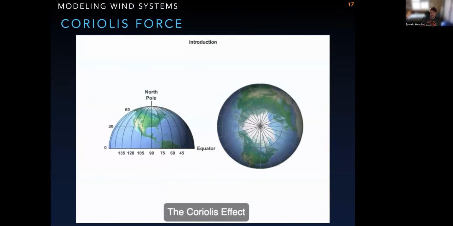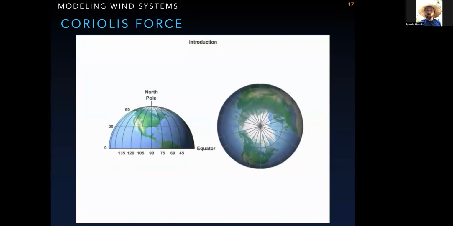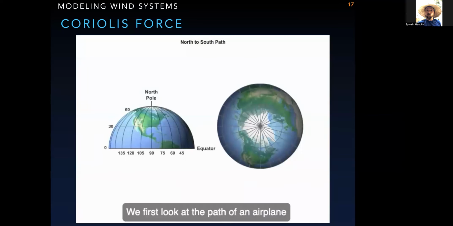The Coriolis effect. As a result of the rotation of Earth, the path of any free-moving object will be deflected to the right in the northern hemisphere and to the left in the southern hemisphere. This deflection is known as the Coriolis effect or Coriolis force. We first look at the path of an airplane traveling from the North Pole toward the equator.